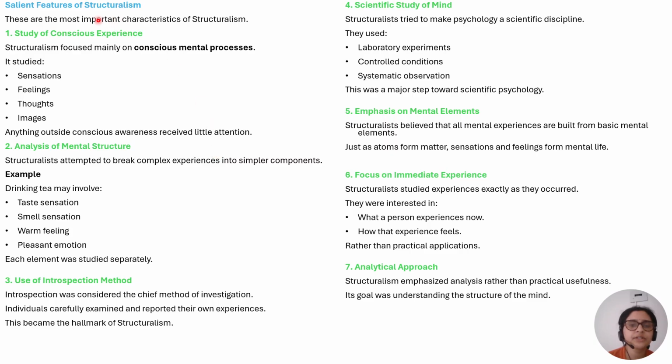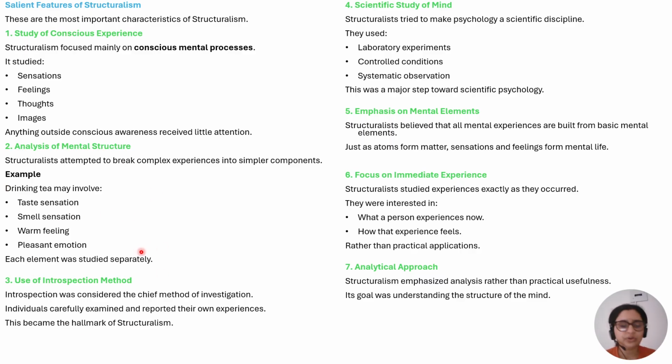Then what are the salient features? It will study the conscious experiences. It is a conscious mental process like sensations, feelings, thoughts, and images that are happening at the present. Then analysis of the mental structure. Analysis means breaking of complex experiences into simpler components. Example, if a person is drinking tea, he will analyze what is the taste, what is the smell, whether it is hot, cold, or warm, what is the emotion behind drinking tea. So he will analyze every aspect.